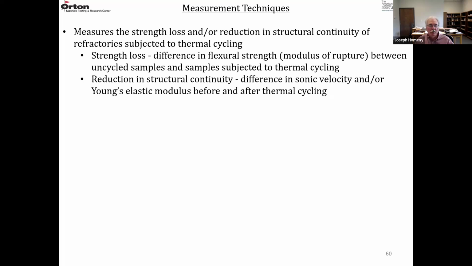When I go over the case study starting on Thursday, we're going to look at a lot of different materials, and we're going to look at ways people have measured thermal shock resistance. There's other ways besides this ASTM standard that has the 1 by 1 by 6 inch bend bars. And we'll look at a lot of different ways how people measure thermal shock resistance and how they looked at the microstructure and how they tried to improve thermal shock resistance.